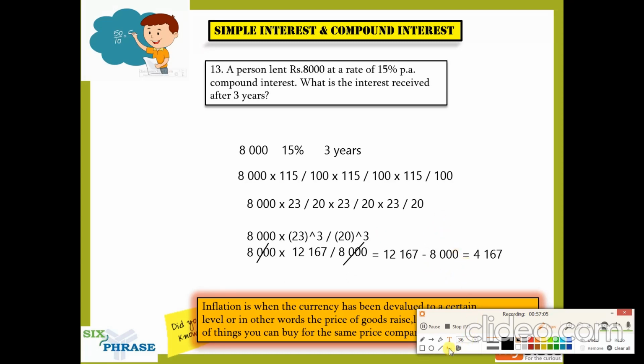See, again, don't make the mistake of marking 12167. You be assured you will have an option which is 12,167. You will also have an option which is 4,167. Both the options you will have. They are asking for interest, so you have to go for 4167.